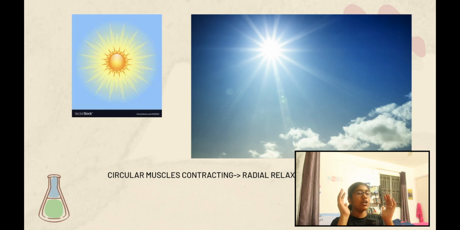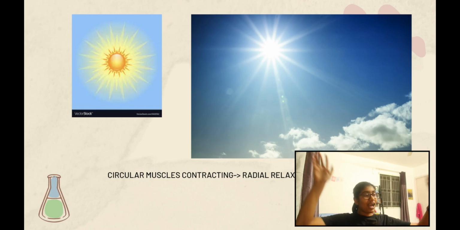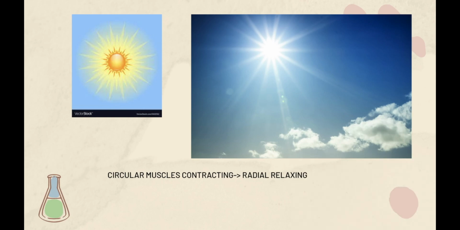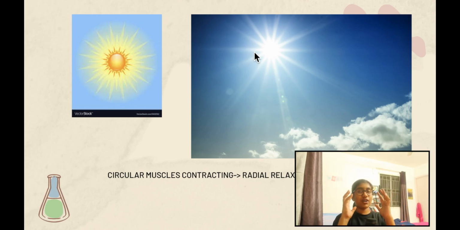So it's very much shining, it's contracting, and at this point we can see the radial muscles are the ones that are spread out throughout the sides here, like all these rays, they're spread out. So we can say that they're relaxing. So in this case, the circular muscles are contracting and the radial muscles are spread out and are relaxing, and hence this is what happens in bright light. In bright light, the circular muscles contract and the radial muscles relax.